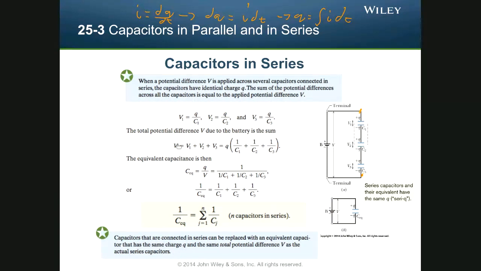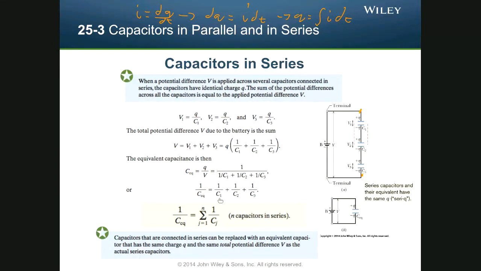So the total voltage here will be the sum of the individual voltages V1, V2, and V3. And you'll notice that with this new form, we have V is equal to Q times 1 over C1 plus 1 over C2 plus 1 over C3. We've just factored out the Q's from the above expressions. Everyone sees that? And now we can say that C equivalent, again, is Q over V. So you move the V to this side, and you take all this stuff and put it over here.